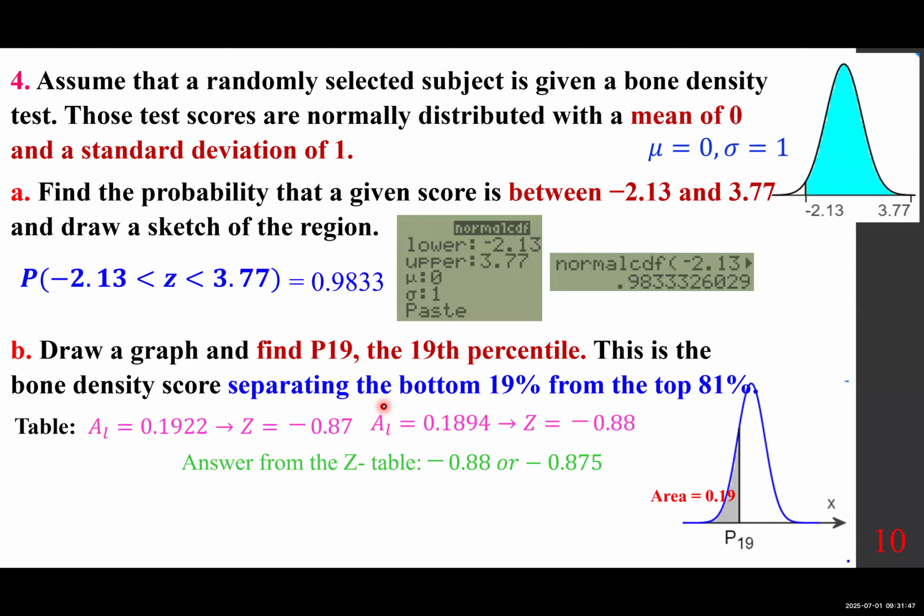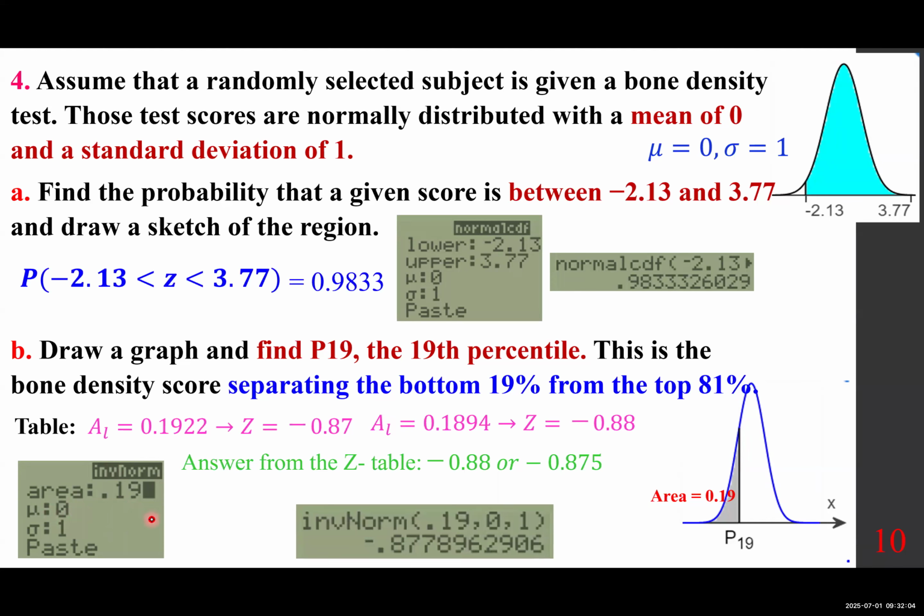Now, of course, if I go with the technology, I can get a fast and easier answer. So let's go with the technology, which means inverse norm, area is 0.19, mu is 0, sigma is 1, and that gives us this value. Now take a look at this value versus what we have here. Negative 0.877896, of course, a lot more decimals.